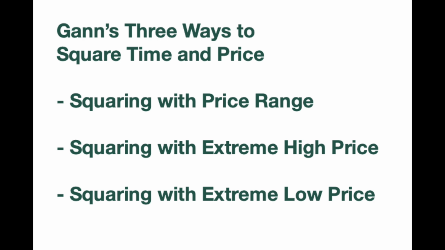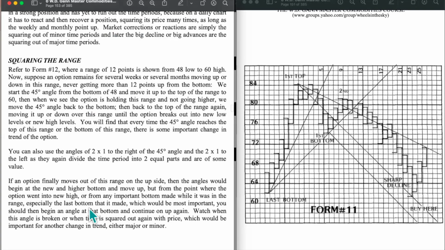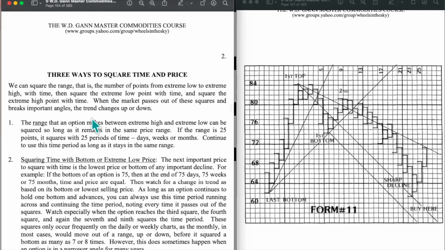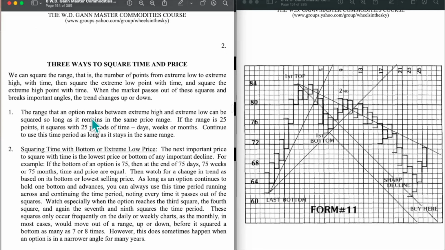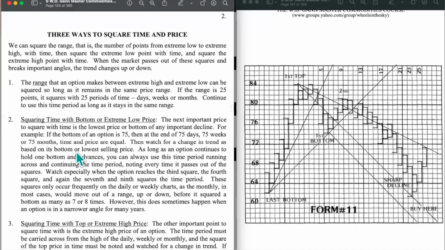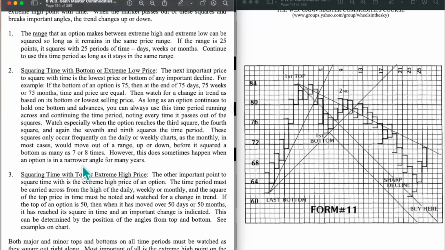Hello everyone. In this session, we are going to see three ways to square time and price. There are three types of squaring of time and price. One is squaring the range. Second is squaring the bottoms. And third is squaring the top or the high prices.